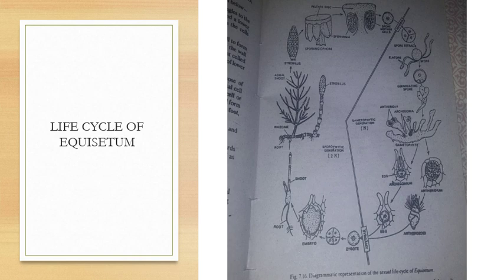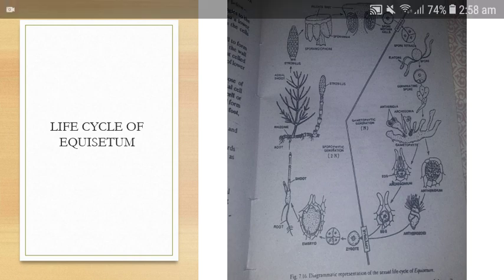In this way, the life cycle of Equisetum continues, in which the sporophytic generation alternates with the gametophytic generation, while the gametophytic generation alternates with the sporophytic generation.